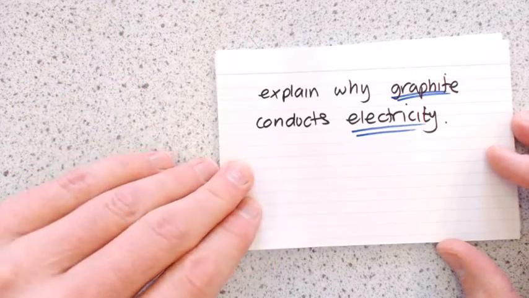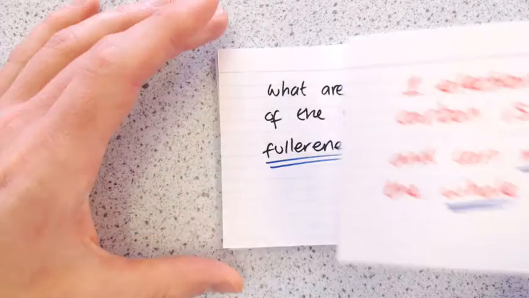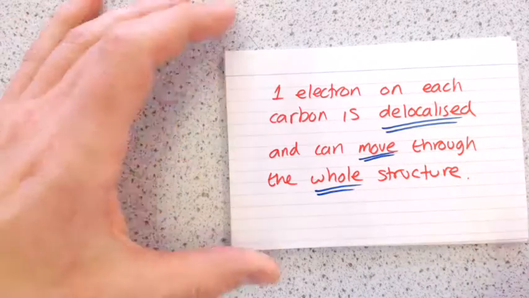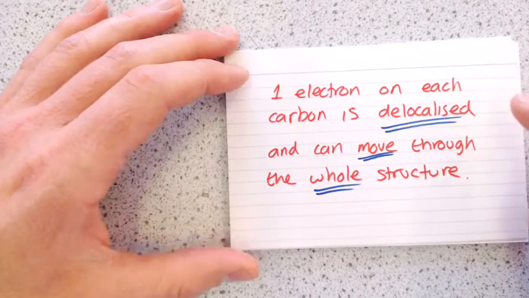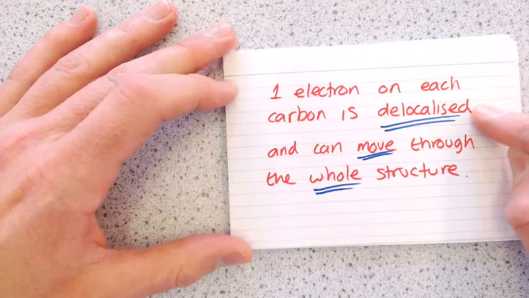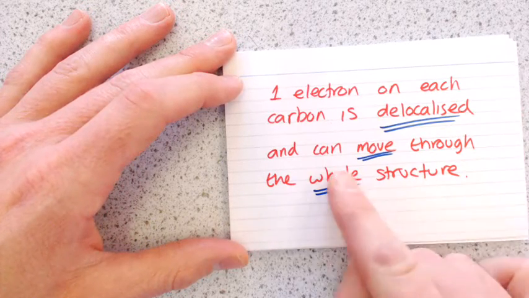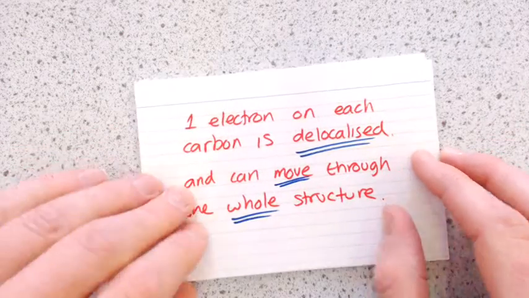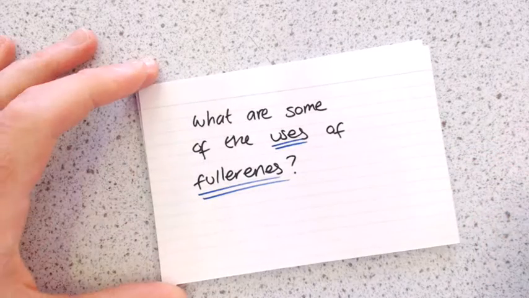Why does graphite conduct electricity when diamond doesn't? Because it only forms three bonds. There's one spare electron in every carbon, which can be described as delocalized, and that electron can move through the whole structure. So it's a lot like a metal in terms of that spare electron.